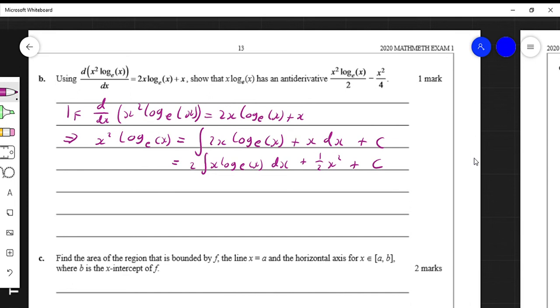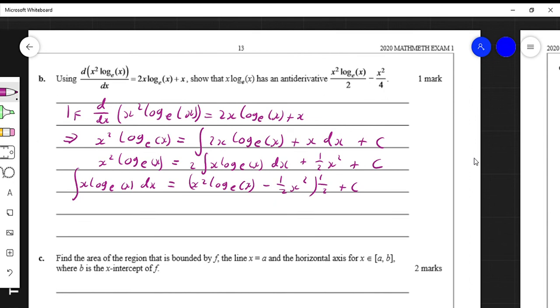Okay, so from here, this is what we want. We want the integral of x log e of x. So what I'm going to do is I'm just going to rewrite the right-hand side, and then we're just going to move everything over to get this on its own. So I'm seeing the integral of x log e of x dx equals this thing minus half x squared, and then we need to divide the whole thing by 2. And then again, the C here is just C divided by 2, because we're dividing everything by 2.